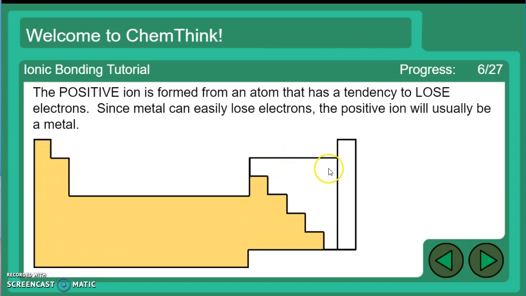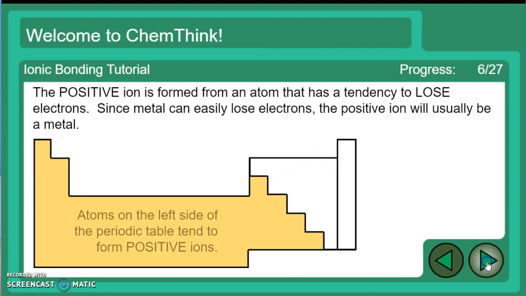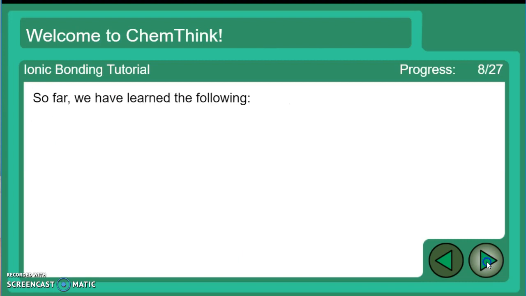The next type we'll talk about is the covalent bond. Those are on the same side of the periodic table, just two non-metals. So that'll be easy to figure out.